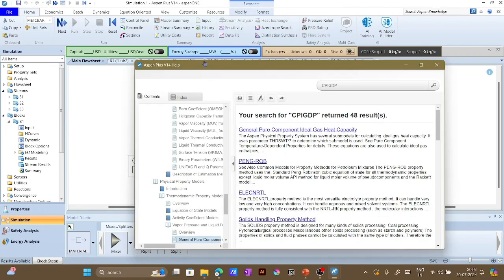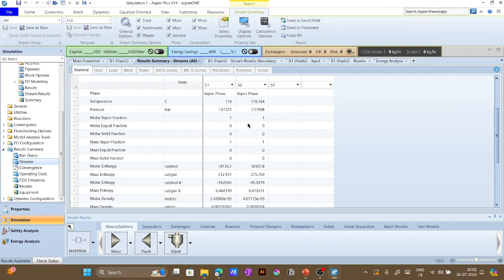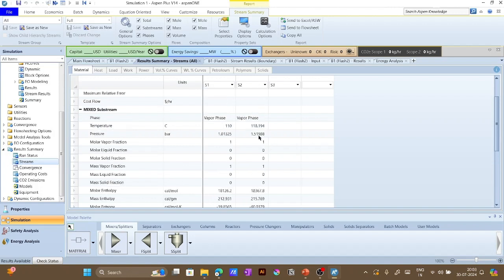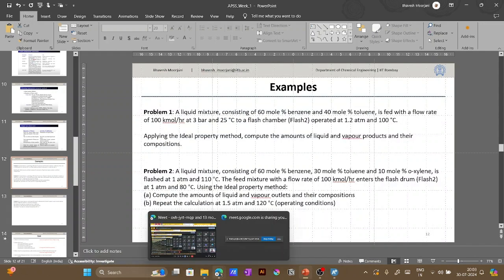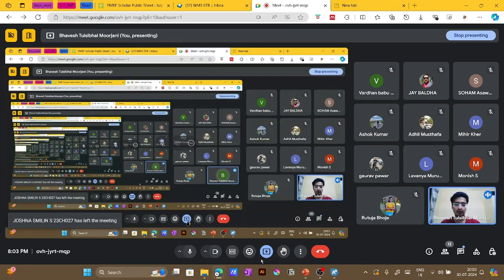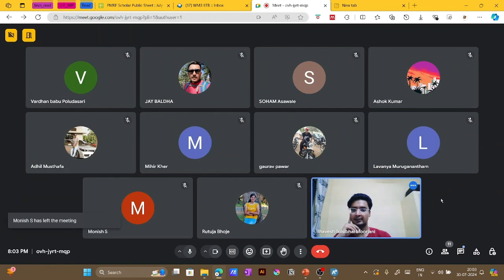So this is how you can also use this flash drum to calculate the equilibrium property. That's why I put in that question, which of the components is used to calculate the equilibrium property, right? More of this we will deal with in the future also. So this was just to give you an overview, an idea of what we can do with this Aspen Plus. Now if any of you has any question, we can take it, else we can end the session.